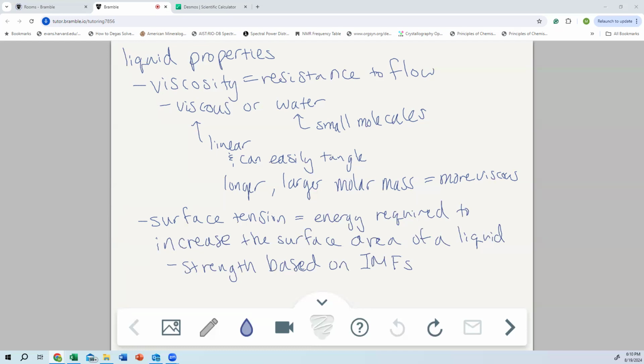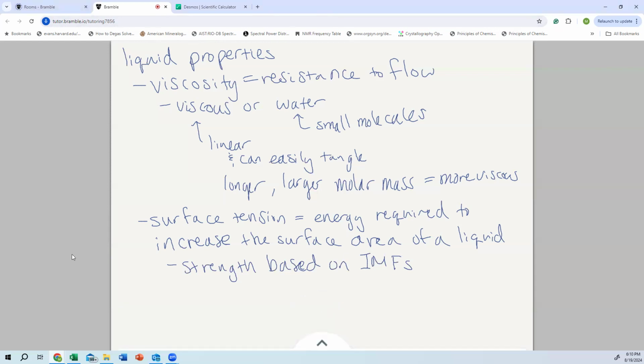And we can see it applied in real life when we think about bugs and leaves and stuff like that that are able to float on the surface without breaking through the surface because of the high surface tension that water has. Something like mercury has an even higher surface tension. Mercury is our only liquid metal and only one of two liquid elements.